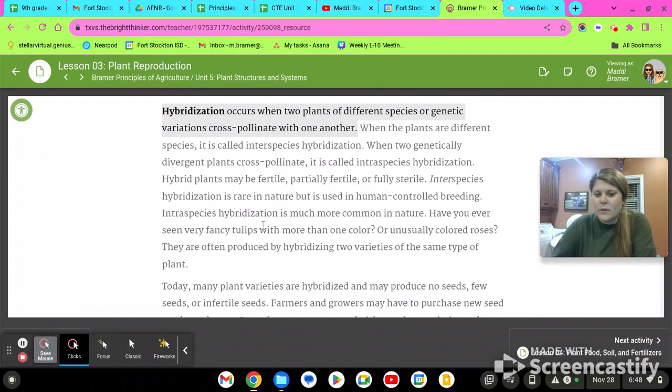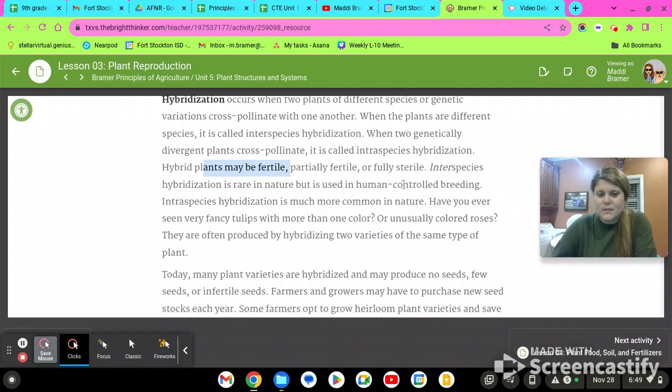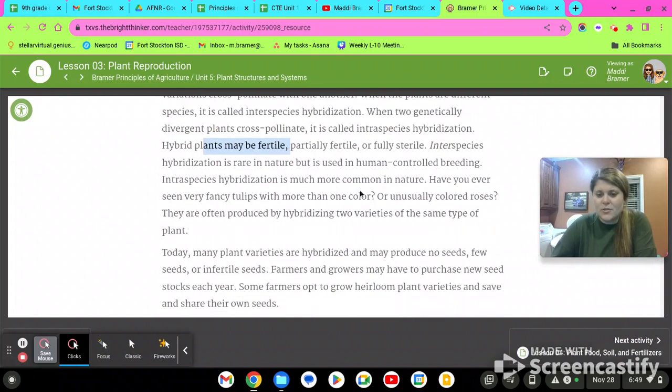So why would we do this? Because it says when two genetically divergent plants cross-pollinate, it's called intraspecies hybridization. And hybrid plants may be fertile, partially fertile, or they can become sterile. So it's really rare, but humans do it a lot. They do controlled breeding. Why would they do this?